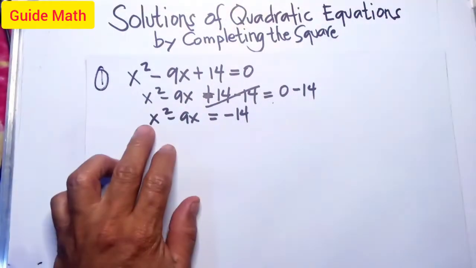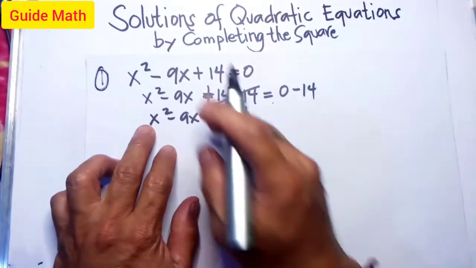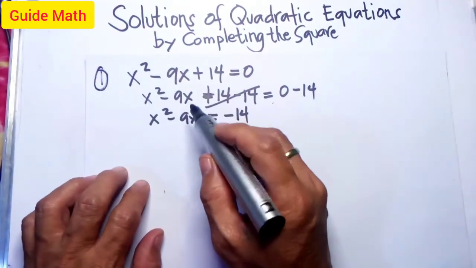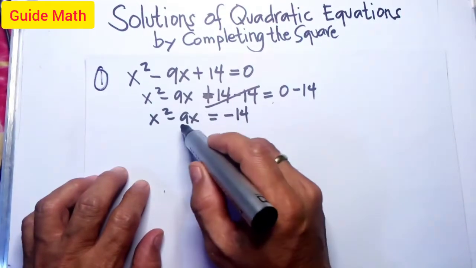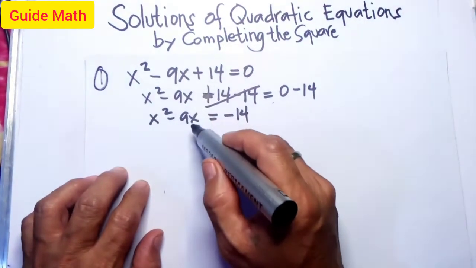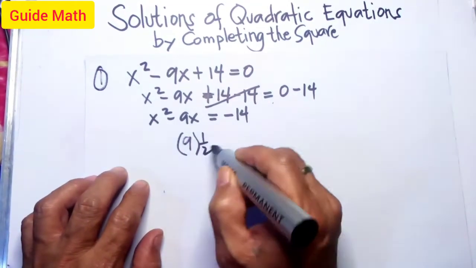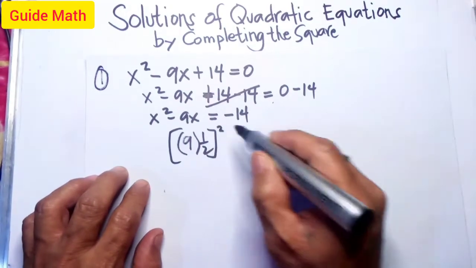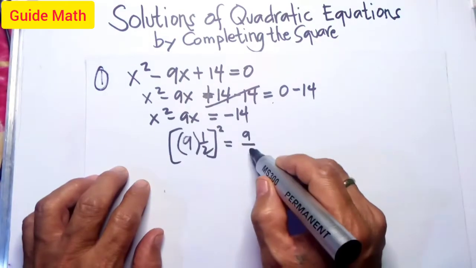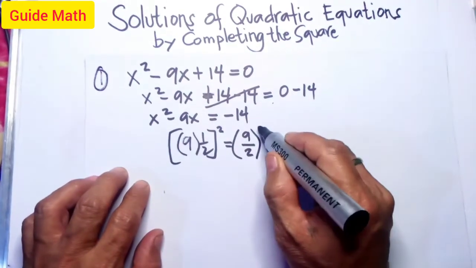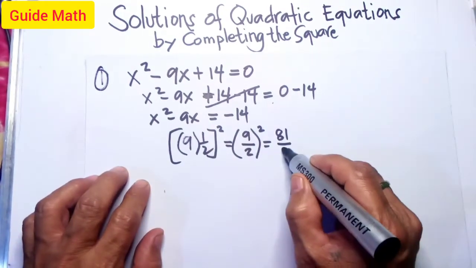It so happens that the numerical coefficient of our x squared here is equal to 1. So we can directly find half of the numerical coefficient of our linear term, which is 9. You have to multiply it by 1/2, then we have to square that. 9 times 1 is 9 over 2. Then we square this, so this will become 81 over 2 times 2 is 4.